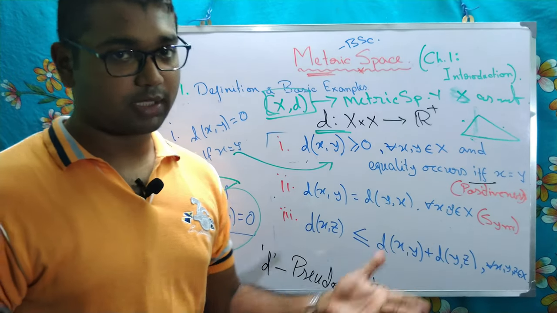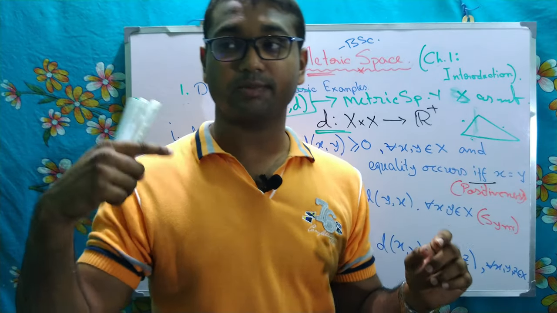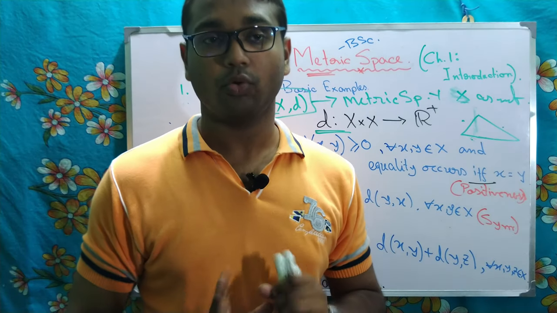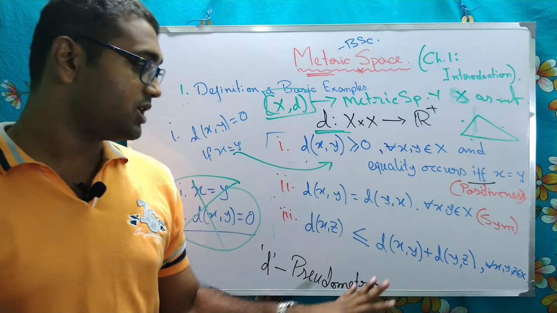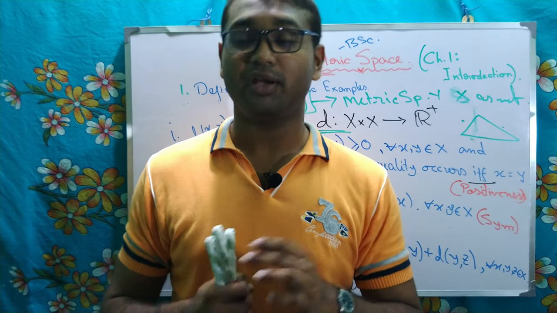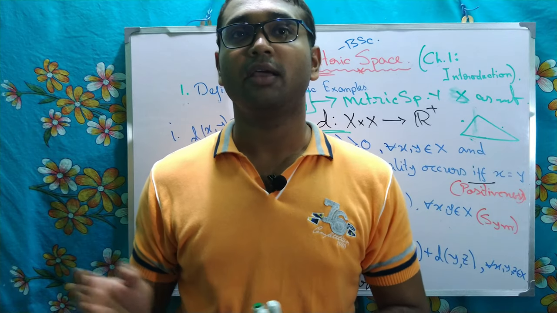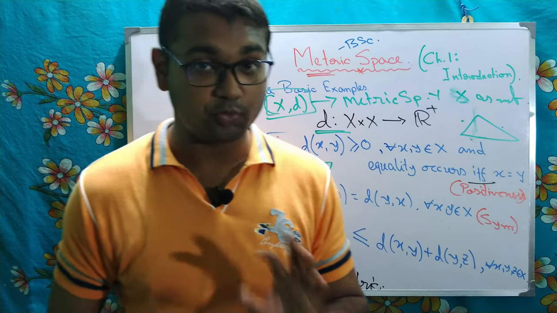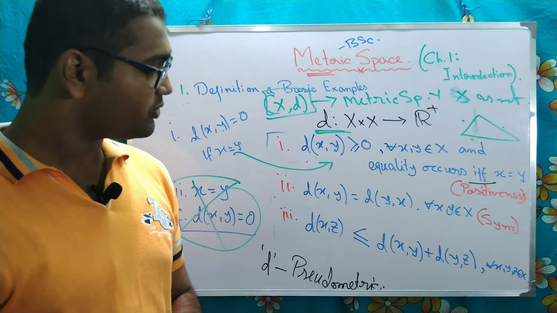The symmetry: the distance from one point to another is the same as the distance from the second point to the first point. Now, the third one is the triangle inequality. While solving problems of metric space, we shall find this one becomes the hardest to prove. When a function is given to us and we are asked to prove that this is a metric, this one will sometimes be the most difficult to prove.